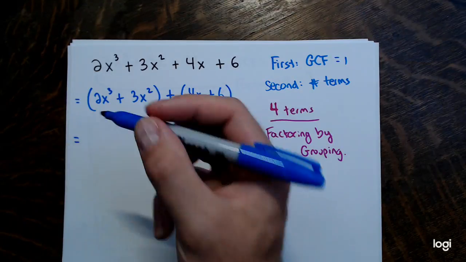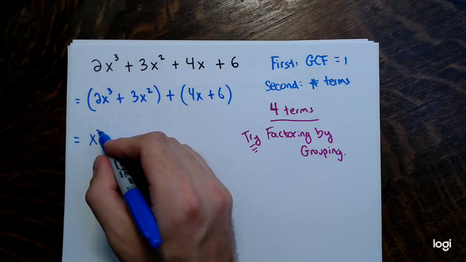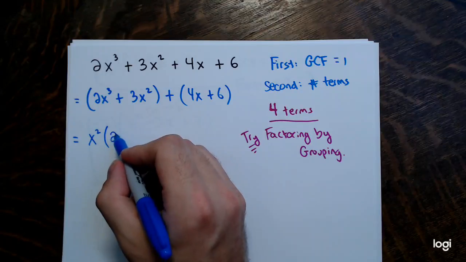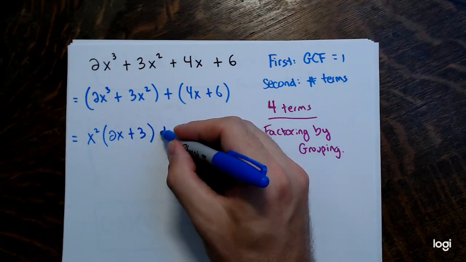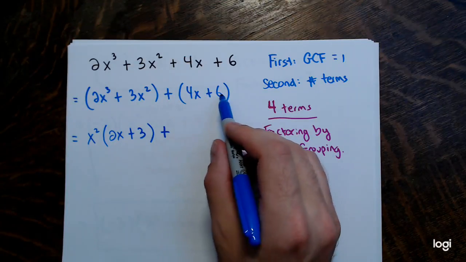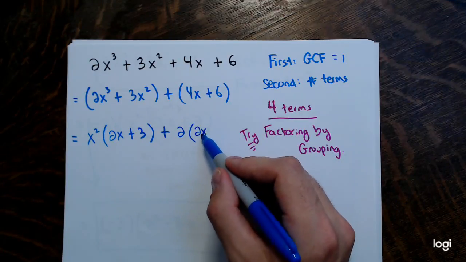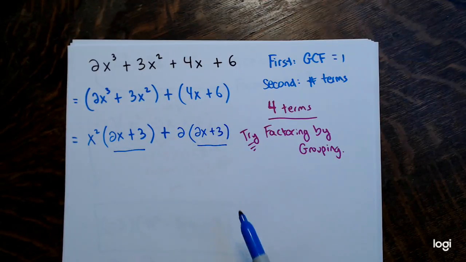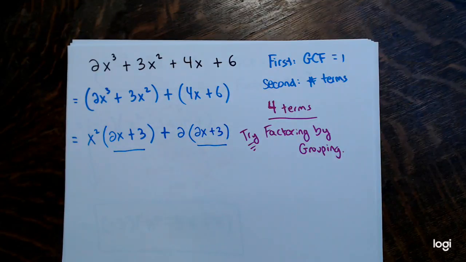Then I factor each group. The first group has x squared as a common factor. They both have at least x squared, and when I remove x squared, we have 2x plus 3 left over. Then plus, and then look at the second group. These have a common factor of 2. 2 goes into both 4 and 6, so I pull a 2 out, and then what's left over is 2x plus 3. And then look, if these 2 factors that are remaining are the same, notice how they're both 2x plus 3, then it's factorable by grouping.